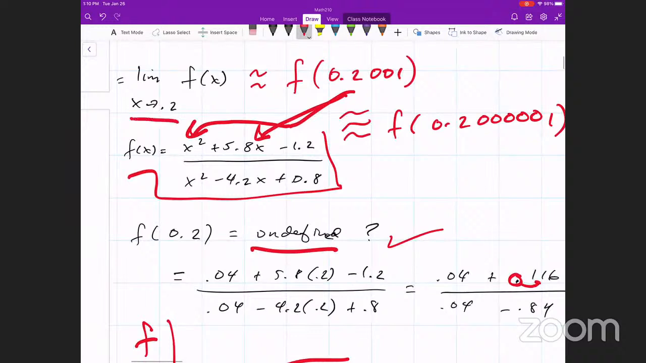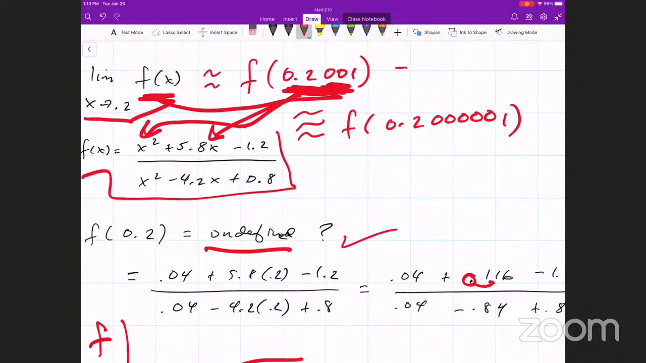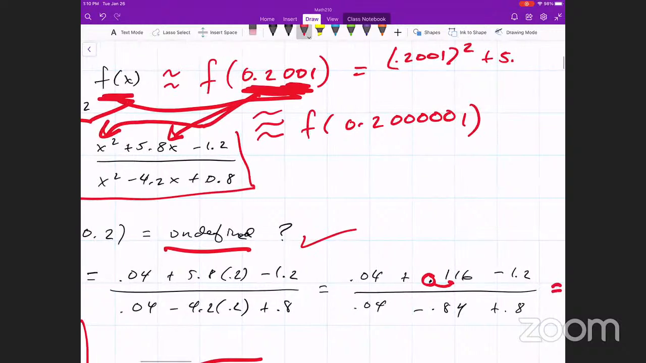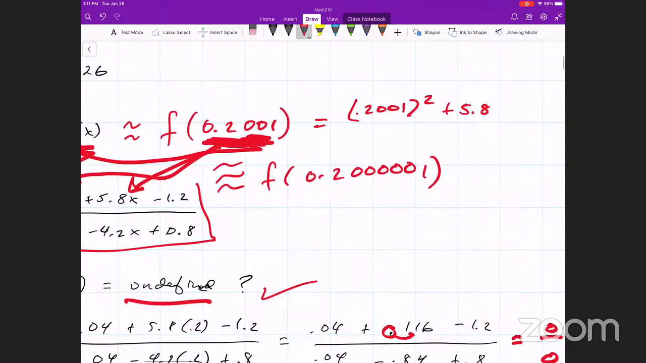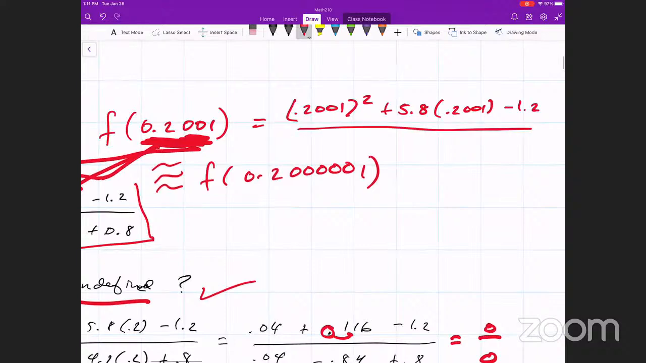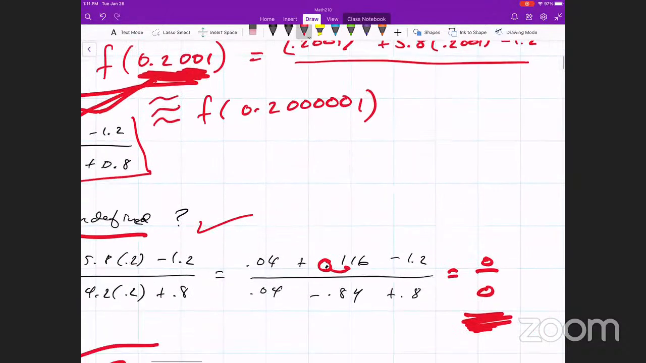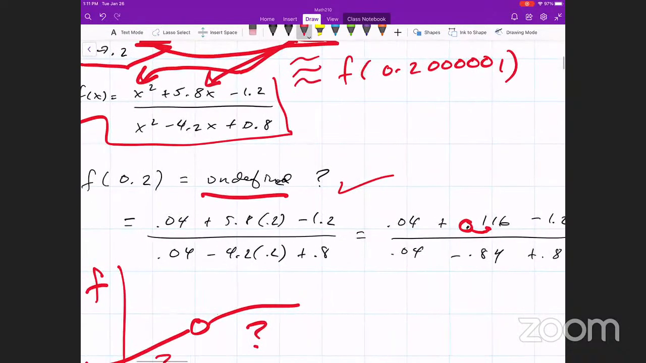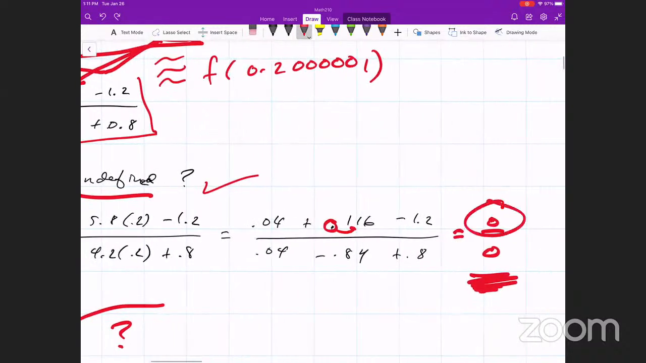The limit as x approaches 0.2 of f of x, because this is a number that's approaching 0.2. The 0.001 is really close to 0.2, and that's it. So I won't show you the whole thing, but I'm just going to put in 0.2001. You square it, you put plus 5.8 times 0.2001 minus 1.2. And that number won't be 0, right? Here, when I put in exactly 0.2, I got this answer of 0 on the top.